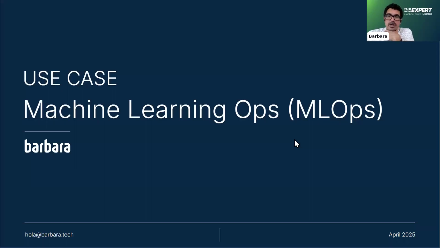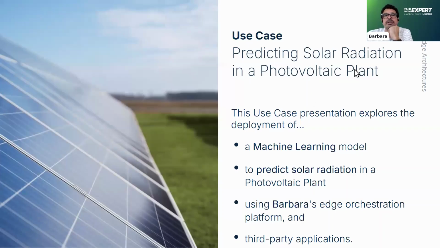In this use case, we will try to predict the solar radiation in a photovoltaic plant that you may know. Predicting the solar radiation means predicting the energy generation, so this is very important when we are talking about a photovoltaic plant. We will use a machine learning model we have trained to do that. We will get the information of the weather station that is available in this photovoltaic plant. And we will use, obviously, the Barbara Edge orchestration platform to deploy all the applications and to create this use case. We will use only third-party applications that will be available in our marketplace.